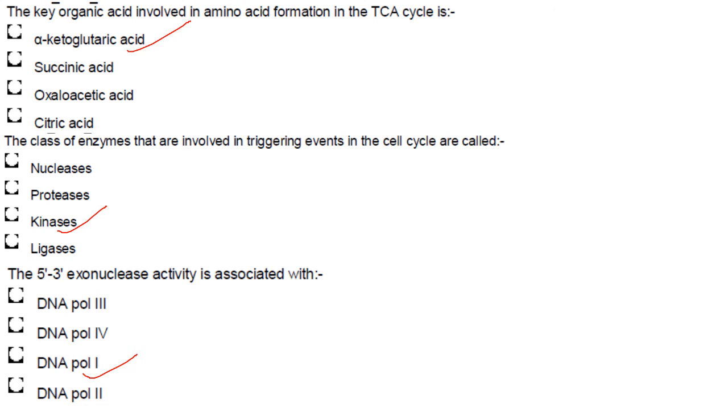5' 3' exonuclease activity is associated with. Answer is option C, that is DNA polymerase 1. It has 5' 3' exonuclease activity required for DNA repair functions.